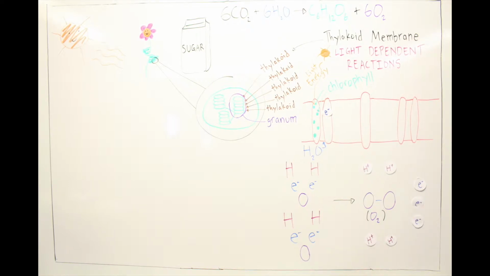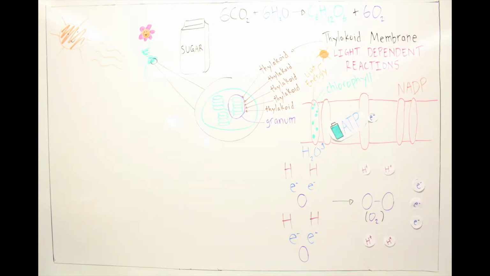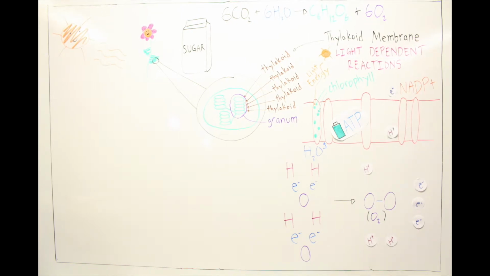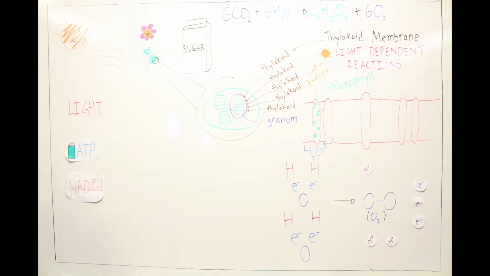Meanwhile, the electron travels through the membrane and ADP takes some of its energy and stores it, transforming it into ATP. The electron continues and NADP+ takes it and the hydrogen atom to form NADPH. These two are crucial in the next process, the light-independent reaction, or Calvin cycle.